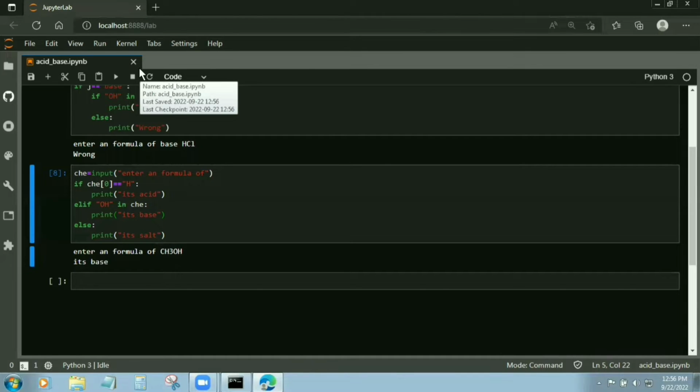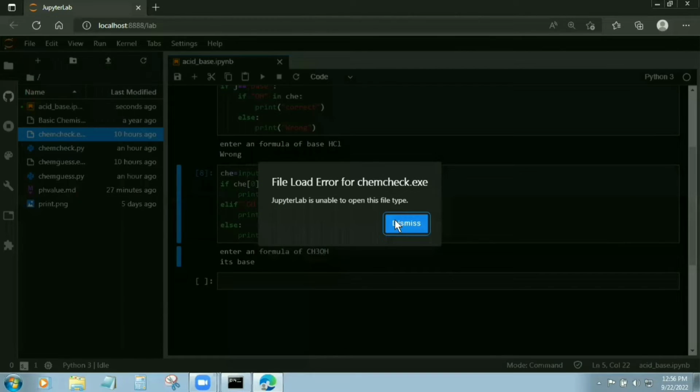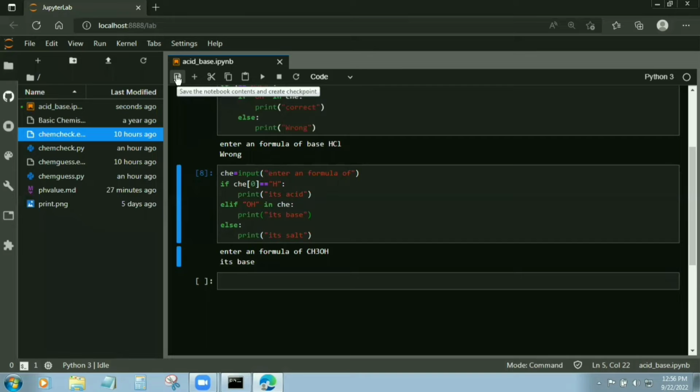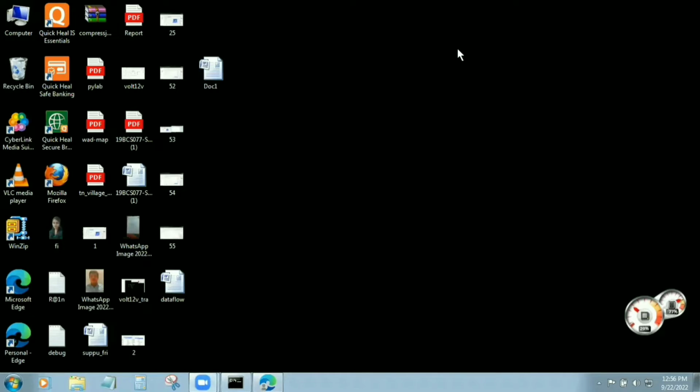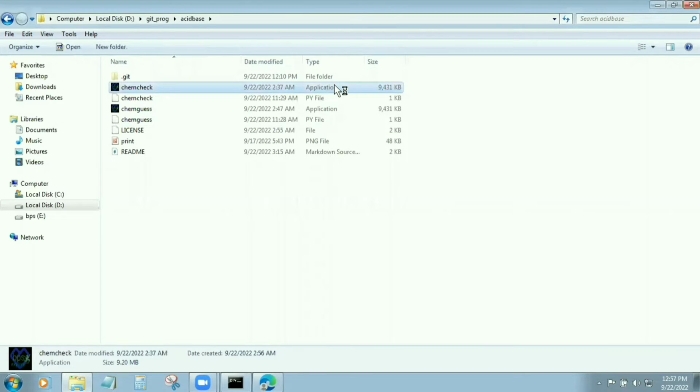No problem if you're not good at programming, because I have also developed an .exe file for your convenience. You can download this from my GitHub page, where you don't need to code anything, just run the application.